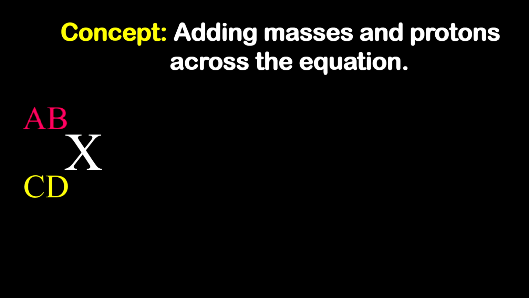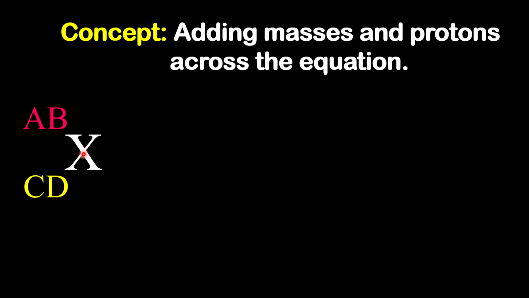All right, so look at this. The concept now that I want to apply to this is simple. What I want to do is add the masses and the protons across the equations. Now remember, in the radioactive equations, the mass will be at the top. That's a typical way to write them, right? And the proton number will be at the bottom. The mass number is always larger, so look out for that. The proton number is always smaller.